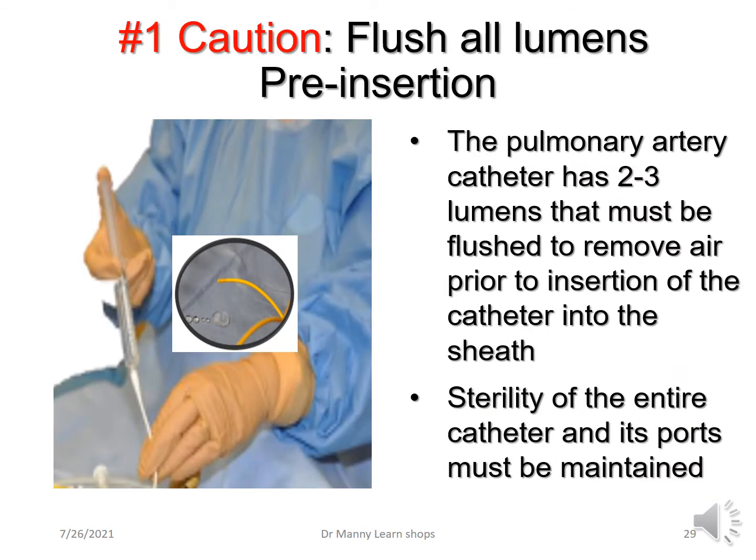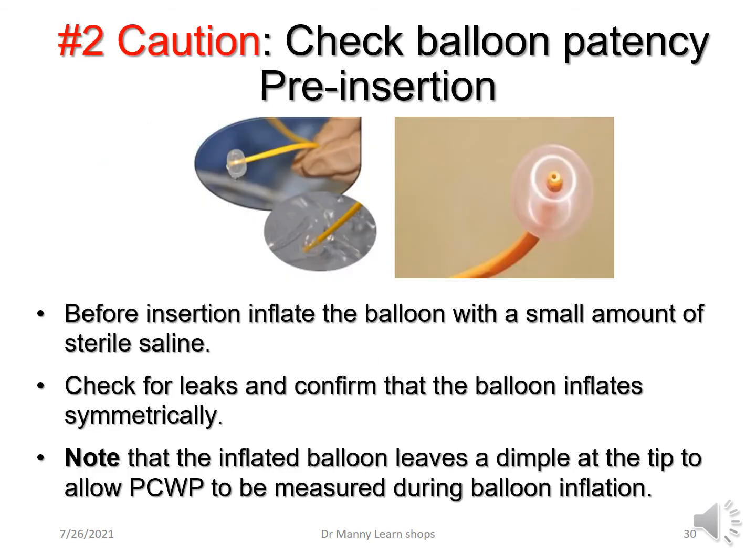Caution number one: you've got to flush all the lumens pre-insertion. You don't want any air in the pulmonary artery catheter. The pulmonary artery catheter has 2 to 3 lumens that must be flushed to remove the air prior to insertion of the catheter before it goes into the sleeve. And sterility of the entire catheter and its ports must be maintained.